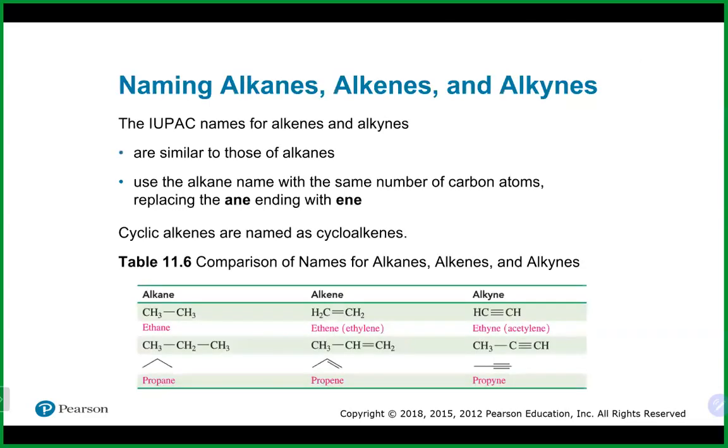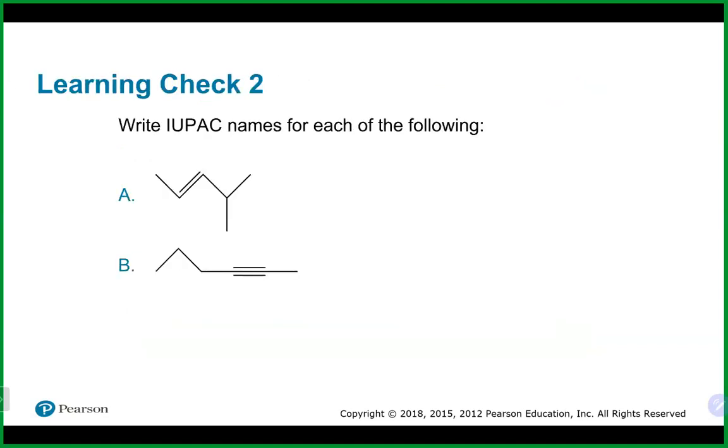So as we just talked about, we're going to replace with ENE or YNE, and there can be cycloalkenes as well, as we'll talk about in just a second, that do have a double bond in them. So why don't you try these?